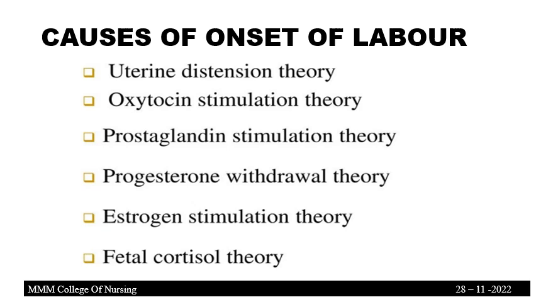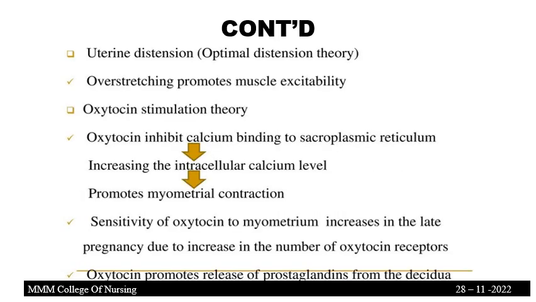And next we'll see the causes of onset of labor: uterine distension theory, oxytocin stimulation theory. These are some of the hormones which are responsible for the onset of labor: oxytocin, prostaglandin, progesterone, estrogen and fetal cortisol. So first is the uterine distension theory. Here the overstretching of the muscle promotes excitability of the muscles, thereby leading to labor.